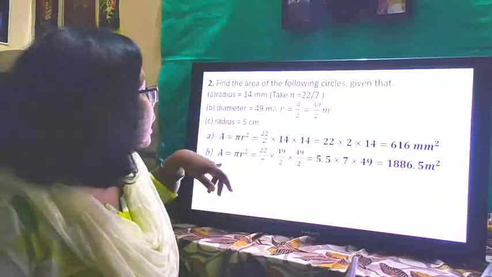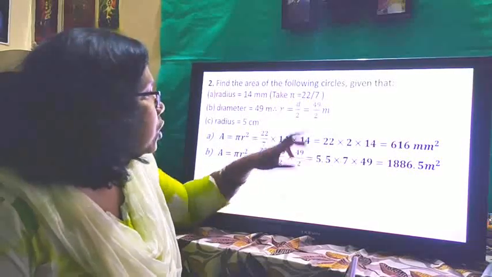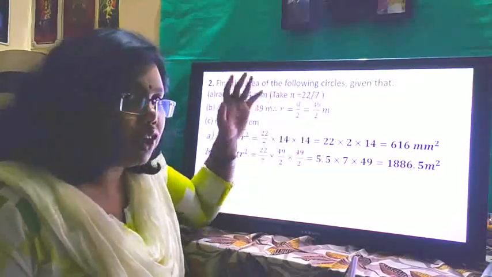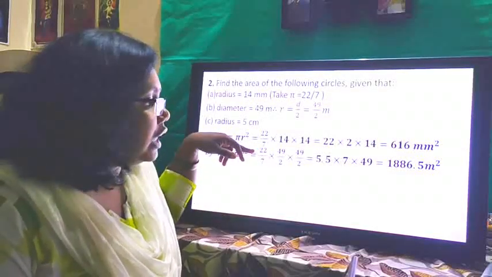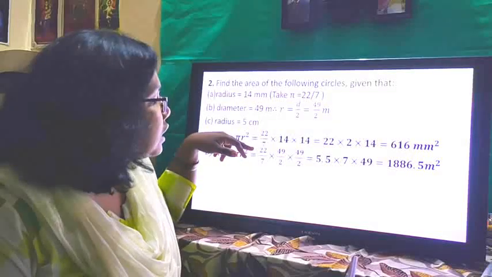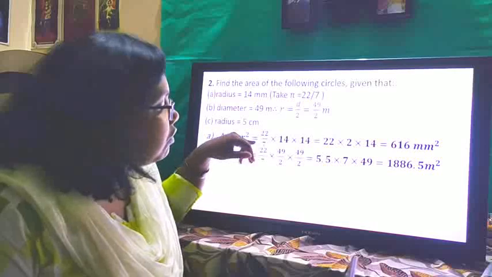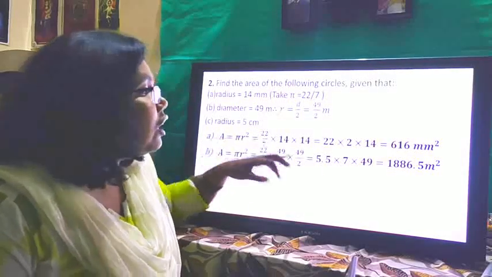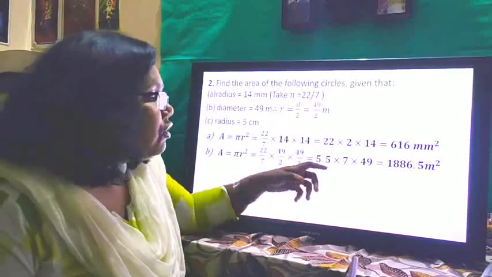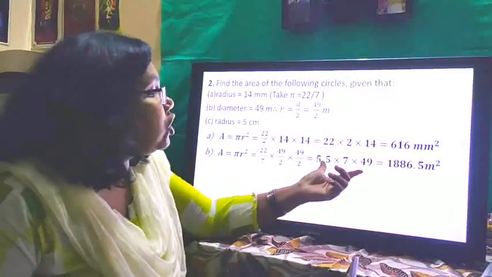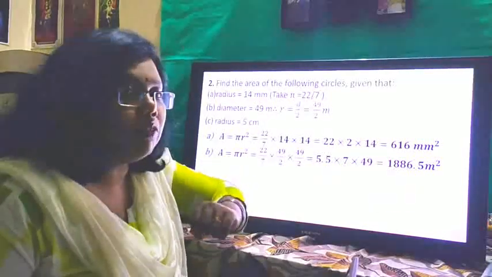Let's see how. Area is equal to pi r square, so 22/7 into 49 by 2 into 49 by 2, because radius we have taken as 49 by 2, I have not divided it. So 7 cancels 49 and 2 cancels 22, and then again 2 cancels 11, means when we cancel 22 by 2 we get 11, and that 11 again cancelled by 2, you get 5.5. 7 cancels 49, you get 7. Now the answer that we have to get is by multiplication of these three, 5.5 into 7 into 49, you get 1886.5 meter square.